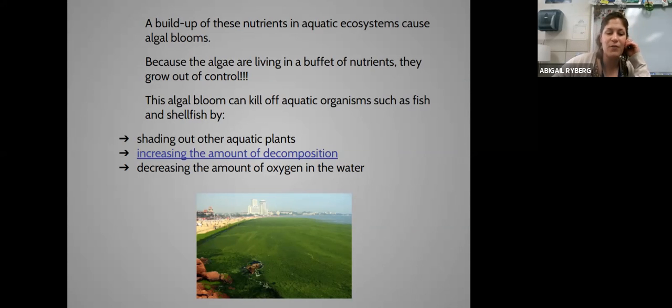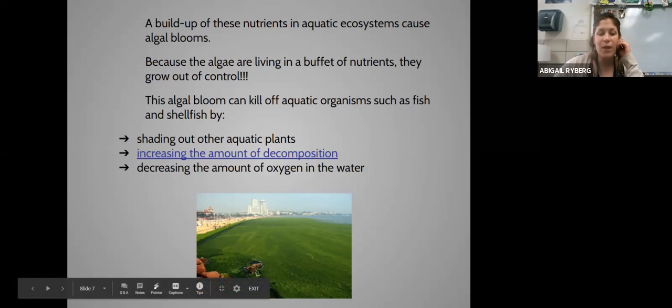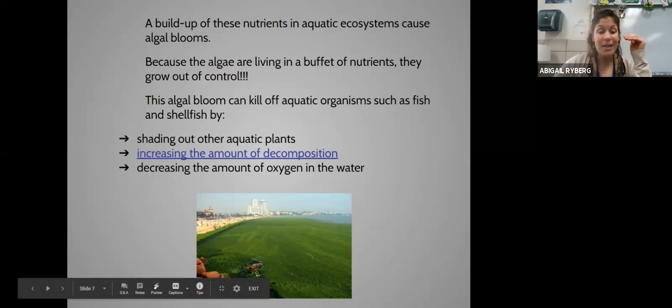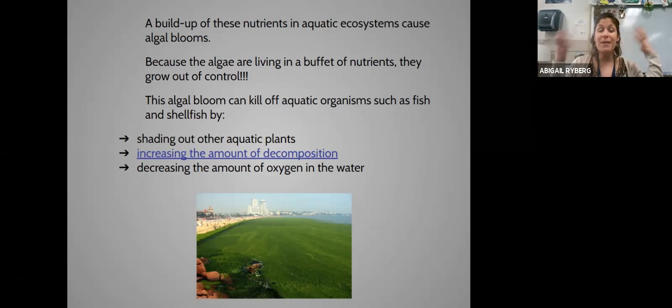And the biggest problem here, if you look at the picture here, this is a floating mass of algae. You can imagine that sunlight is not making its way through there, right? So normally aquatic plants live under the surface of the water, and they get sunlight throughout the day as needed, and they photosynthesize. They are being shaded out. So oftentimes they die. So the aquatic plants that live under there die.